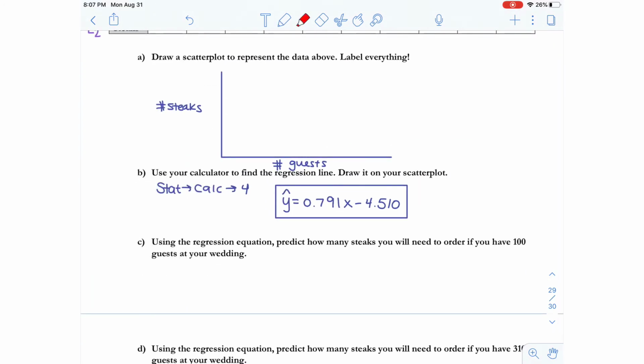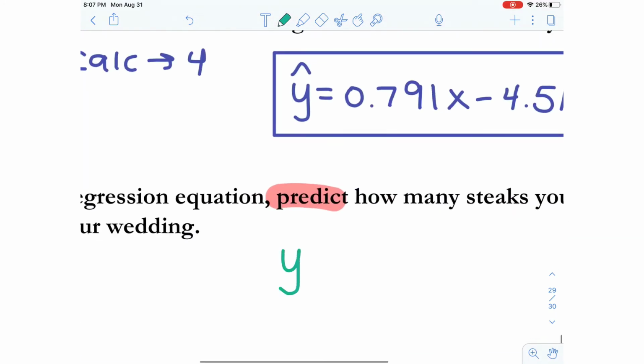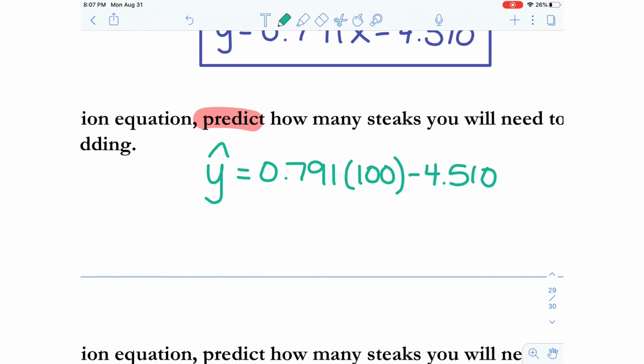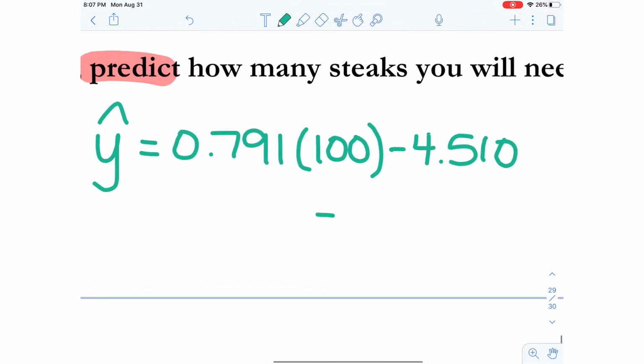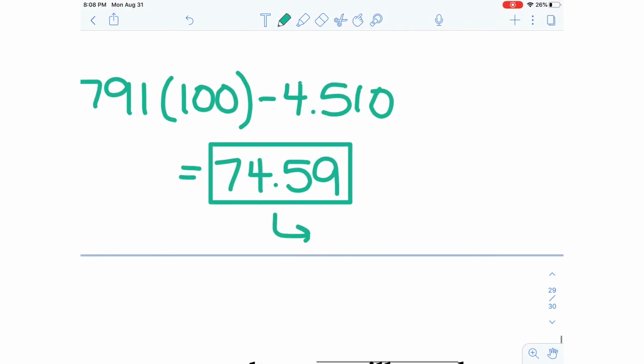And then, of course, it says the word predict. So use that to predict how many steaks if I have 100 guests at my wedding. So 0.791, I'm going to plug in 100 for x, minus 4.510. Again, I'm just going to go right to my calculator for that. Okay, so I got 74.59. It says predict how many steaks you will need. Obviously, I'm not going to have half a steak, so I would say about 75 steaks.